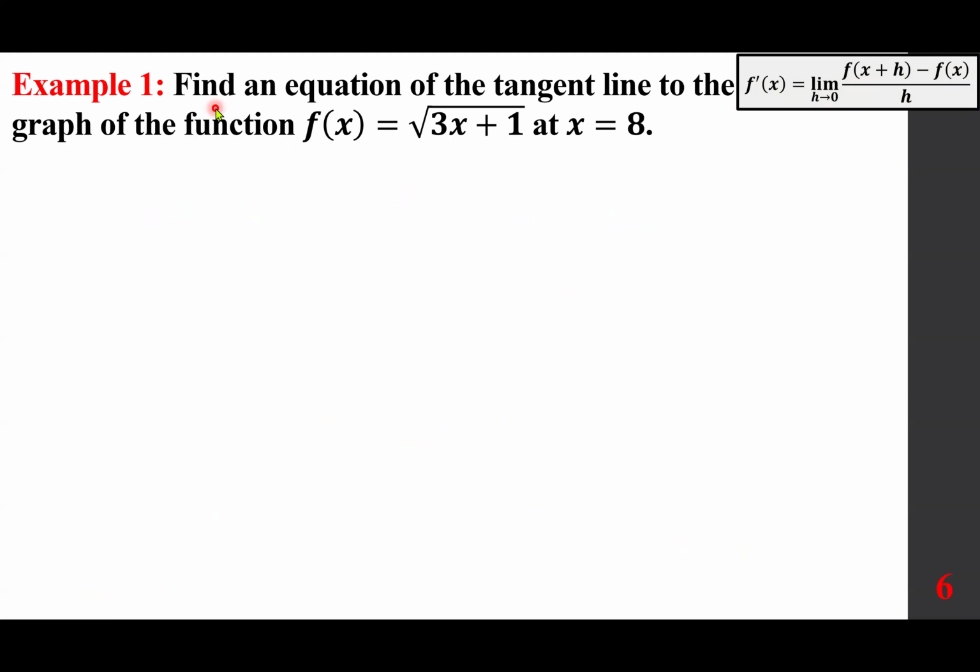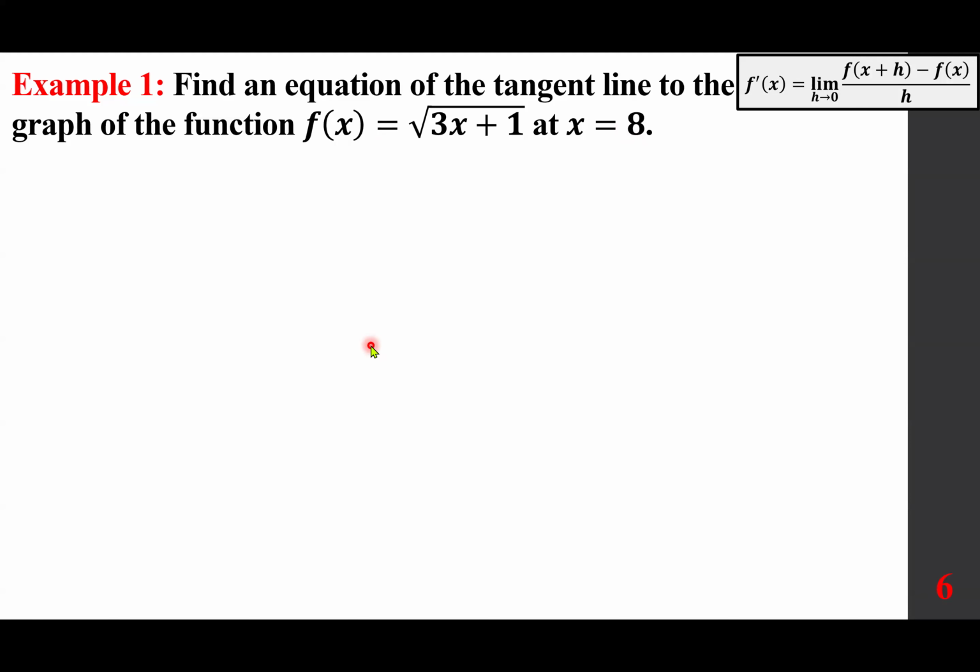Now, find an equation of a tangent line to the graph of the function f of x equals square root of 3x plus 1 at x equals 8. Previously, we would calculate the slope, in other words, f prime of 8. As you recall, in the last question of the previous section, I looked not at a specific value, but at a, which in essence is similar to what we are going to do here. Instead of looking at it at 8, we are going to differentiate and then we plug in.